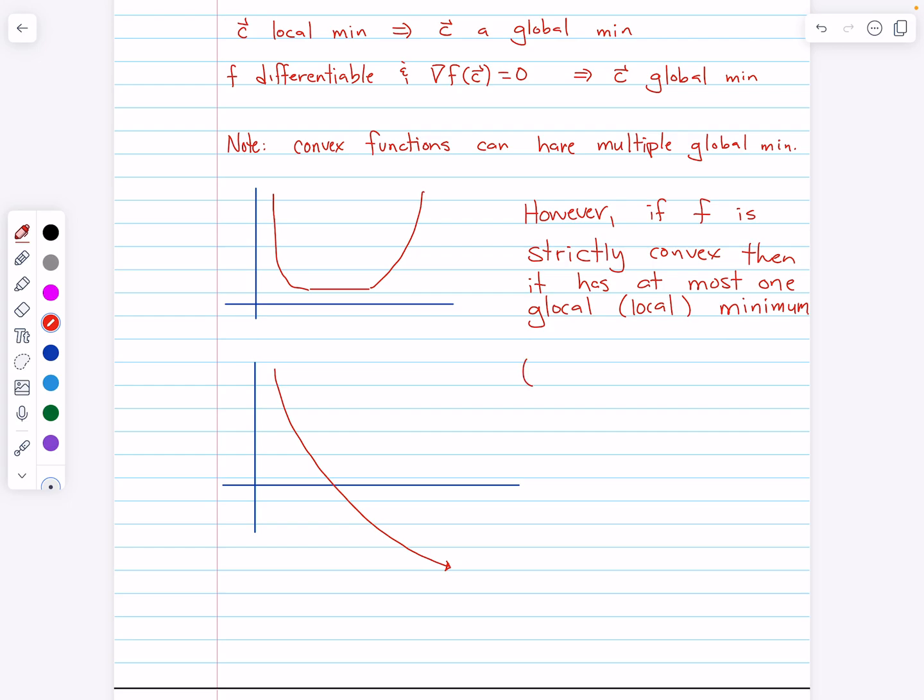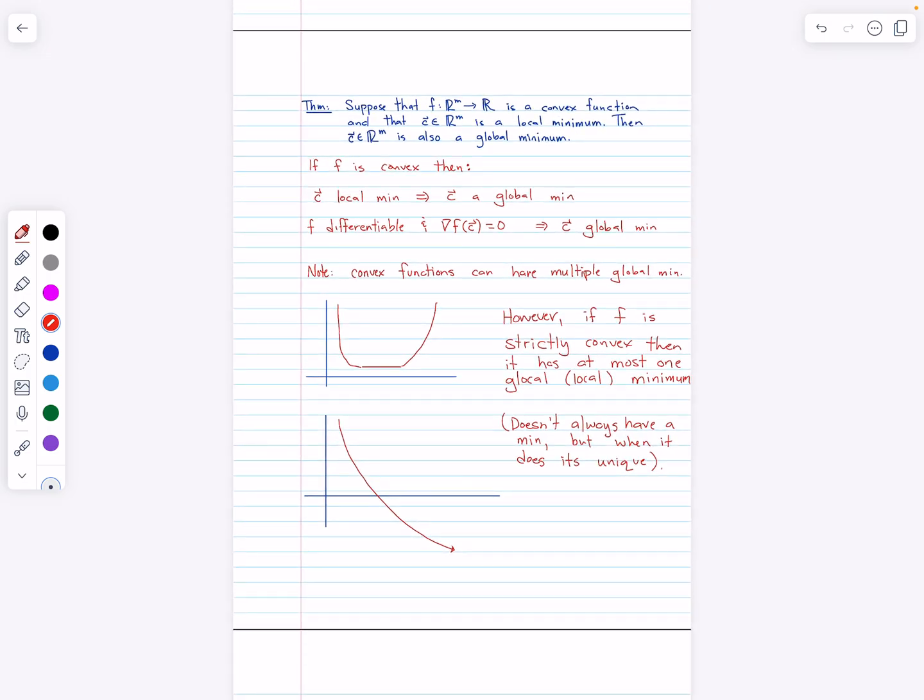So it doesn't always have a minimum, but when it does, it's unique. Okay, so a bunch of nice facts about convex functions here. Every local min is a global min. If it's differentiable and the gradient vanishes, then c has to be a global min. And for strictly convex functions, when they do have minima, those minima are unique.